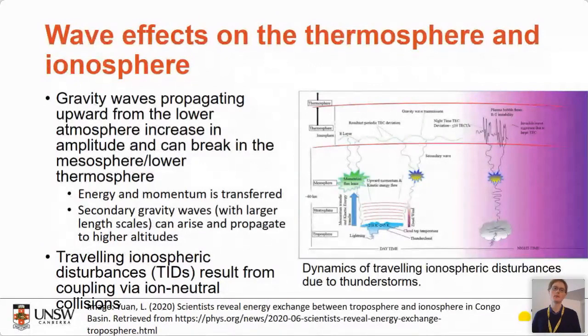These waves impact the ionosphere. They cause travelling ionospheric disturbances. Ion-neutral collisions result in the ionosphere plasma being dragged up and down magnetic field lines by these collisions between ions and neutrals.